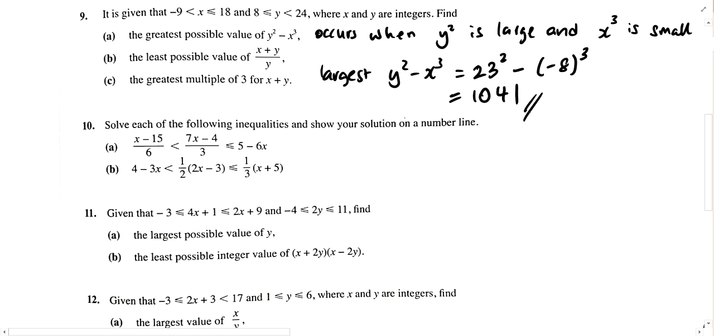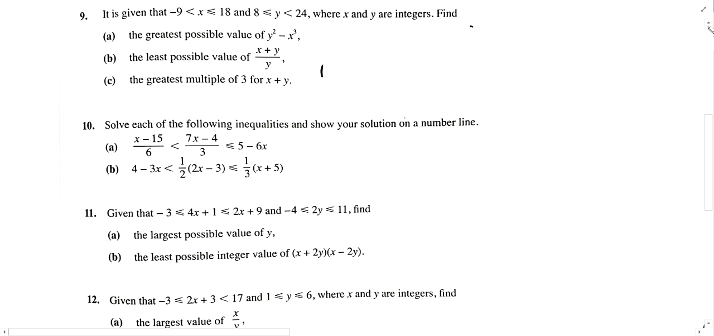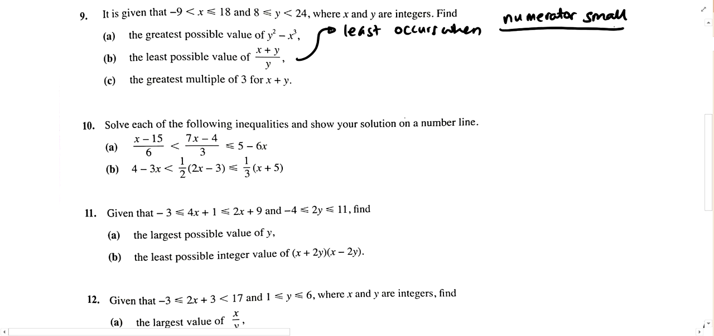Now part B, the least possible value occurs when the numerator is small and the denominator is big. Okay, numerator is small and then the denominator is big. This is assuming that we have a positive fraction.